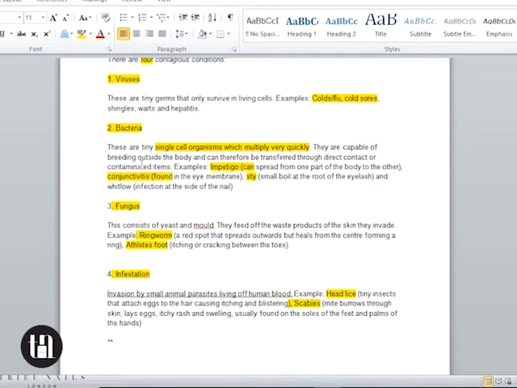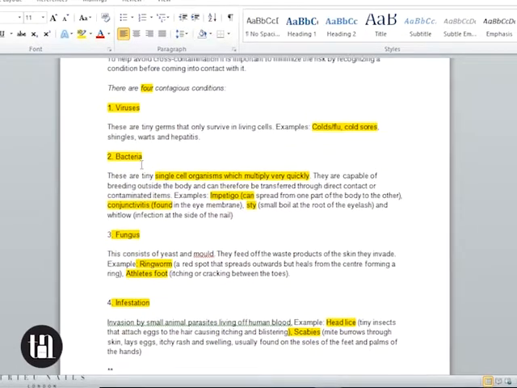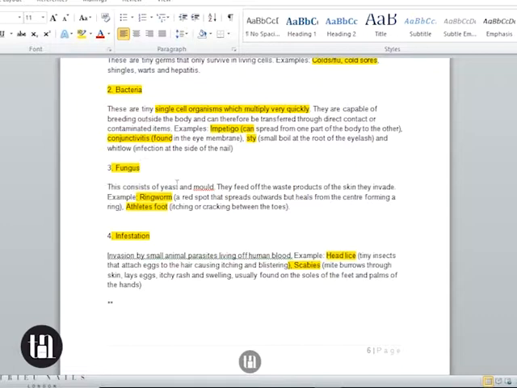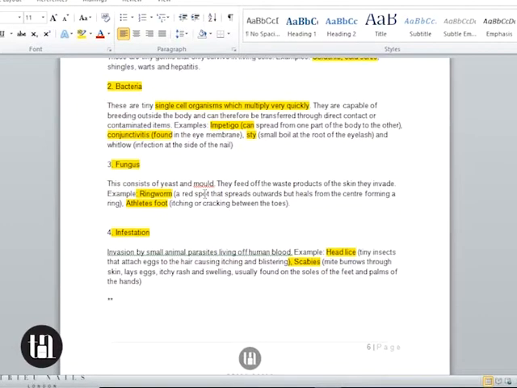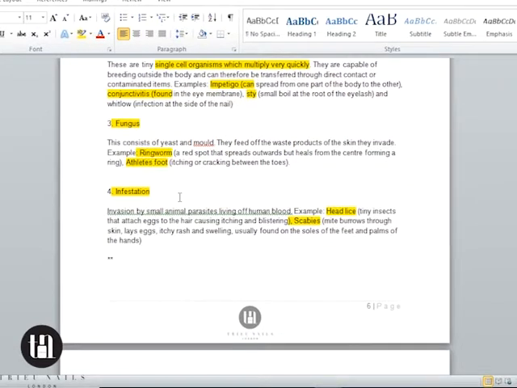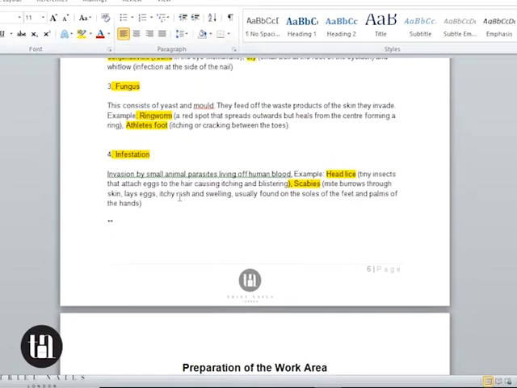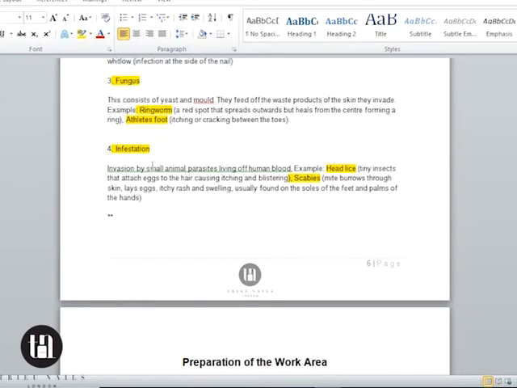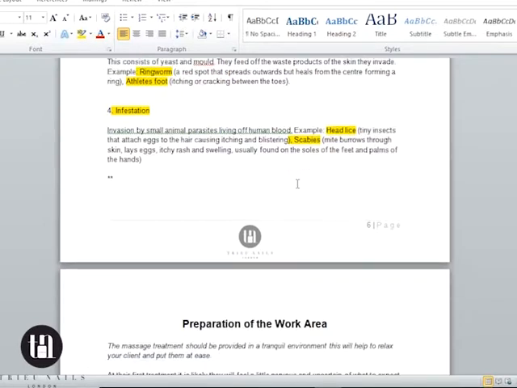The third contagious condition is fungus. So it's basically yeast or mold. And common examples are ringworm, so it's like a red circle, it's quite itchy, and fleas foot. The fourth contagious condition is infestation. So it's invasion by small animal parasites living off human blood. The most common is head lice, and then you also have scabies.